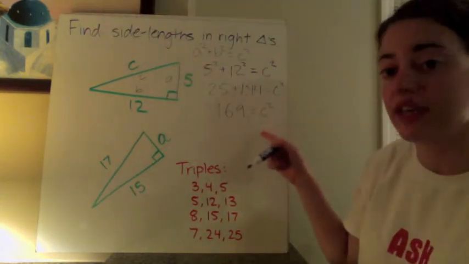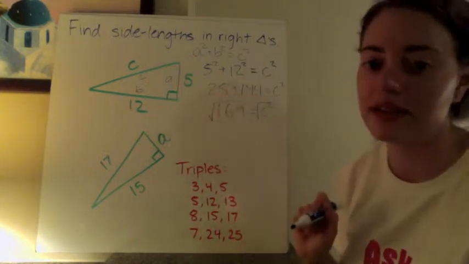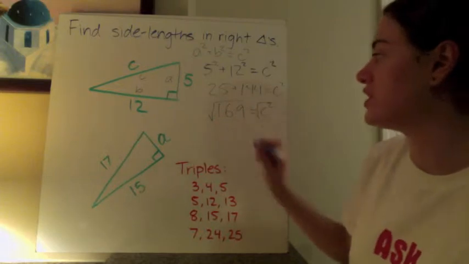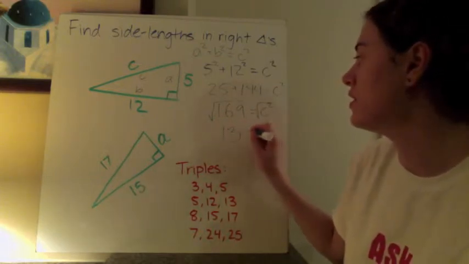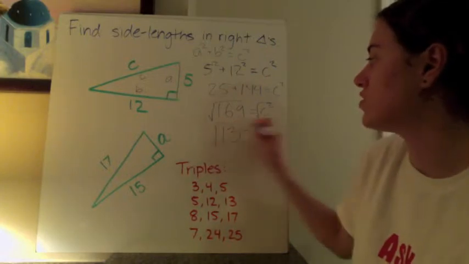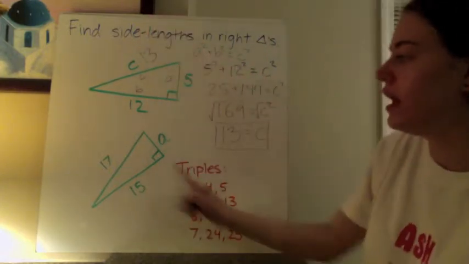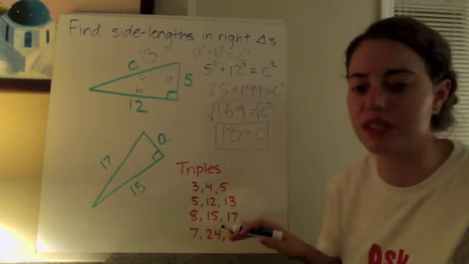I just want C. To get C by itself, I need to take the square root of both sides. The square root of 169 is 13, and the square root of C squared is C. So I've just solved for C. This is 13. Let's try this one. This one's a little bit different.